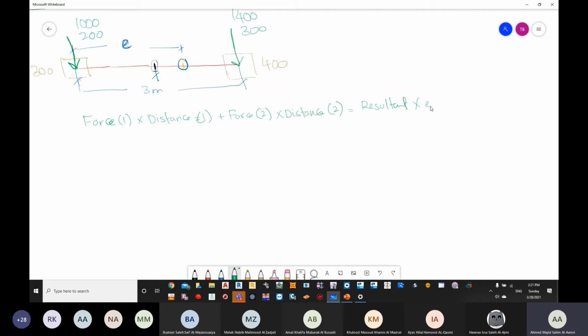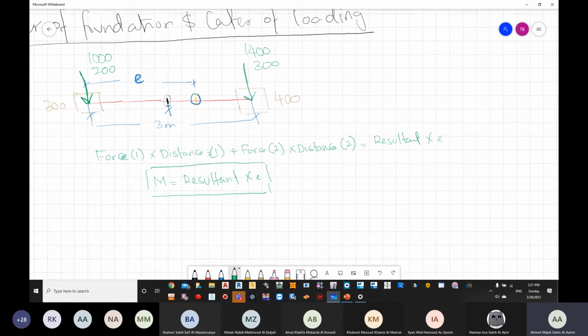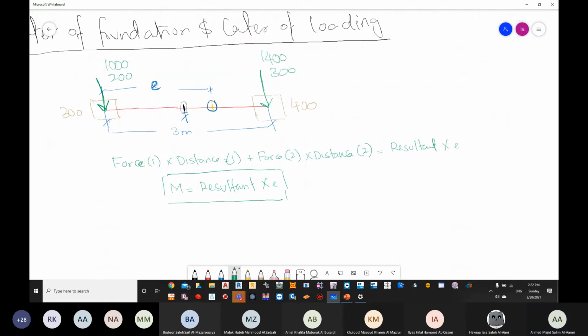Okay. So in short, we say our moment equals force into distance. Resultant multiplied by E, or distance. Now how many forces are available in the system in front of me? There are four loadings which are available in two columns. Four loadings available in two columns, or if you combine them, two.